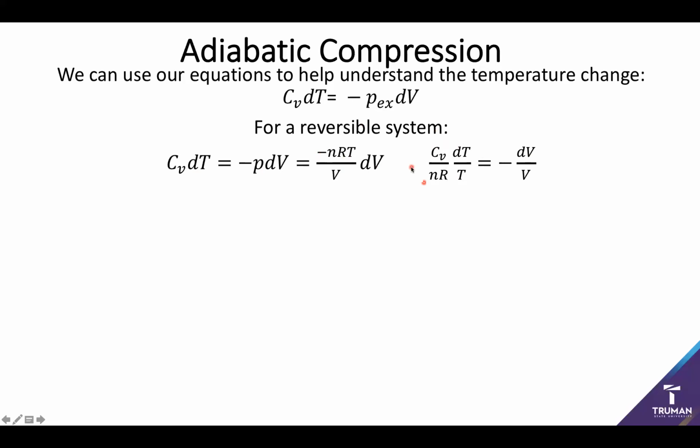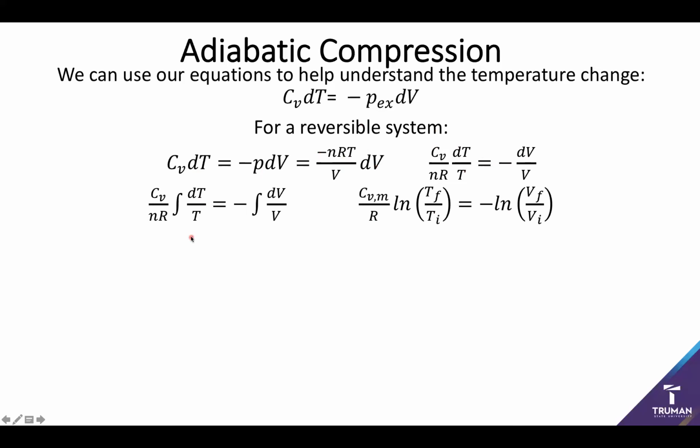Now, as you may have noticed, I've got a whole bunch of derivatives on both sides. So the best way to simplify that is going to be to integrate both sides. So our CV over NR is a constant, so it can come out in front. And what we have is a simple integral of dT over T and dV over V. Again, I'm going to try and consolidate my isochoric heat capacity by turning it into a molar isochoric heat capacity divided by the ideal gas constant.